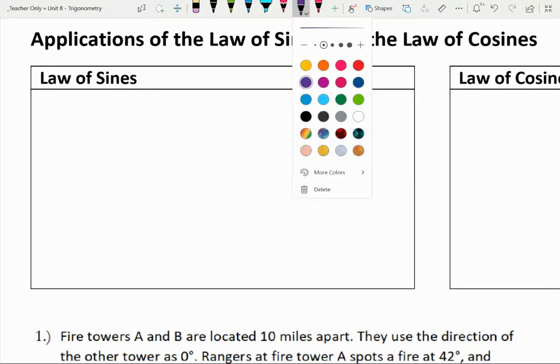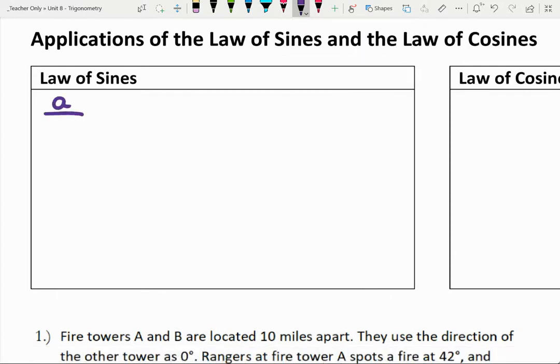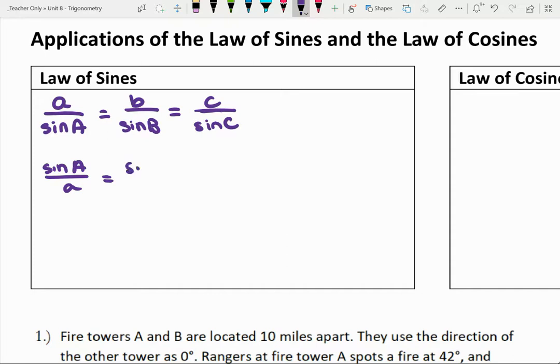So the law of sines tells us that the ratio between a side and the sine of its opposite angle is proportionate to the side and opposite angle of any other side of any triangle. So again, this means that any pair of a side and its opposite angle is going to have the same proportion in a given triangle.